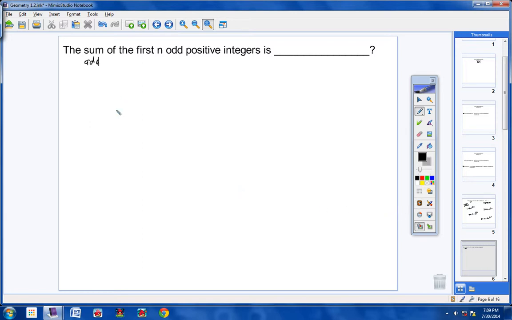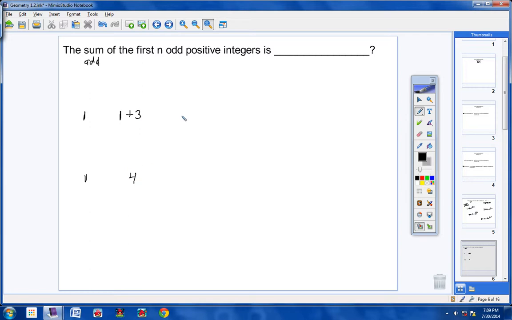Okay, now what that means is this. Once again, let's write down some examples and let's look for a pattern. The sum of the first n odd positive integers. Let's start with 1. 1 is an odd positive integer. And of course, if we have 1 and we find the sum of 1, it's just going to be 1. Now next, I would have 1 plus 3. That's called the sum of the first two odd integers, and that would give me 4.